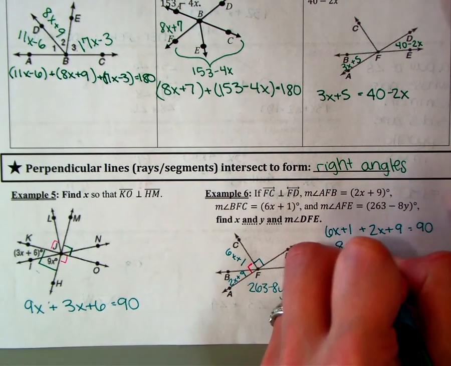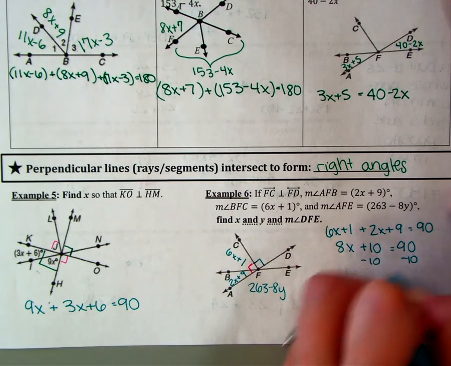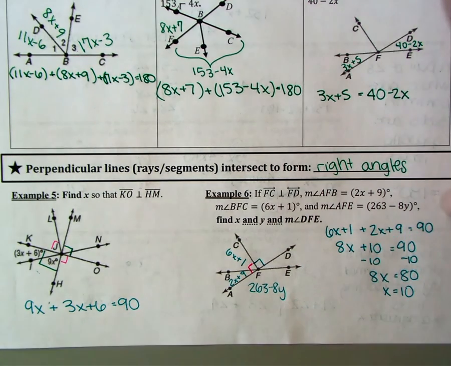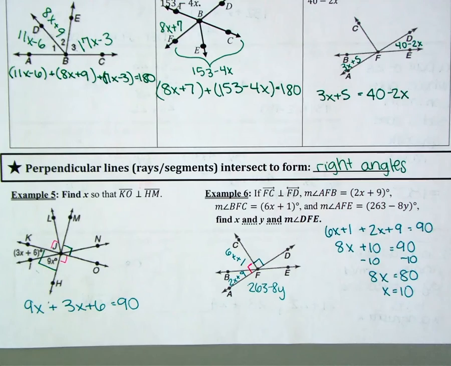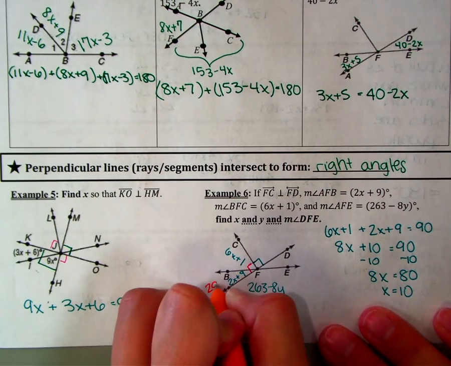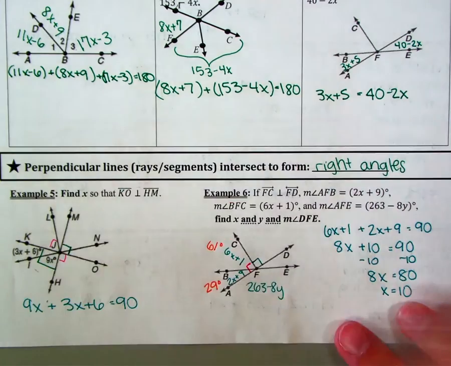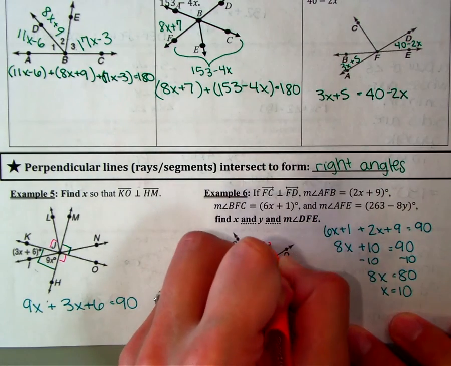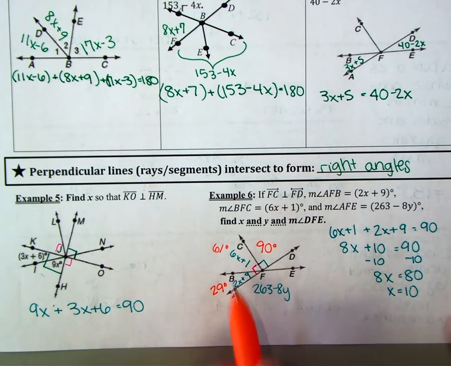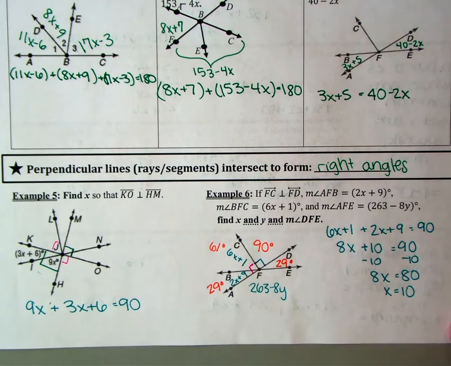We'll go ahead and solve this one. We haven't solved any of the others. I think we can afford to. So we find that x is 10. When we plug that 10 in, we get 29 degrees here and 61 degrees here. At 90 degrees here. If we know that AFB is 29, its vertical angle is also 29 degrees.